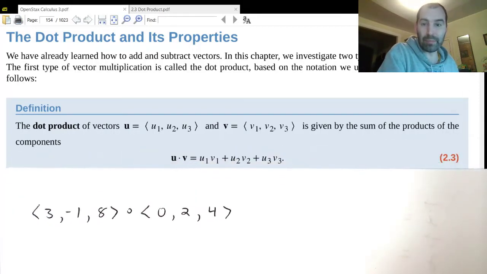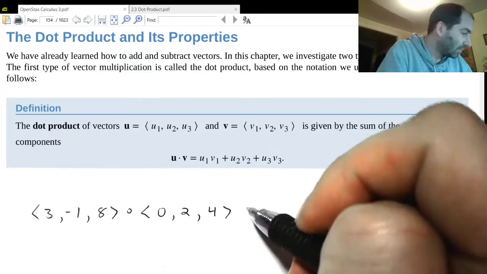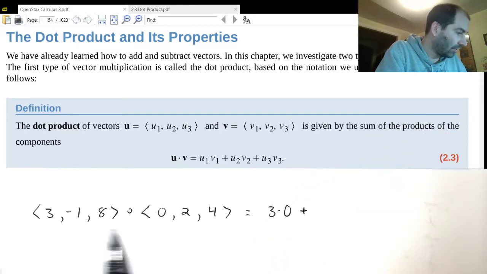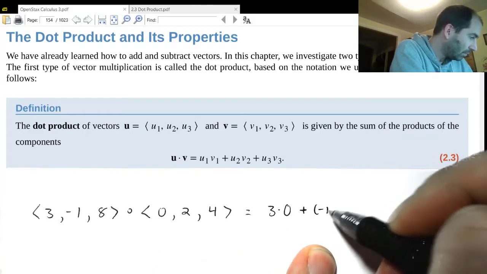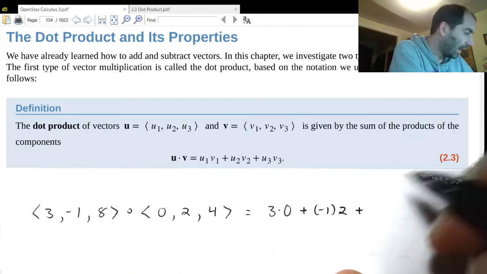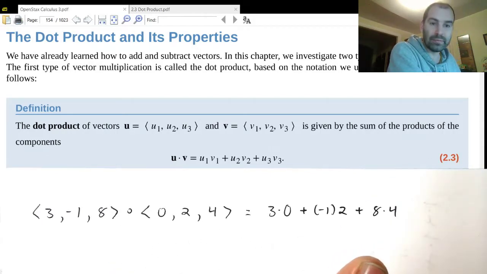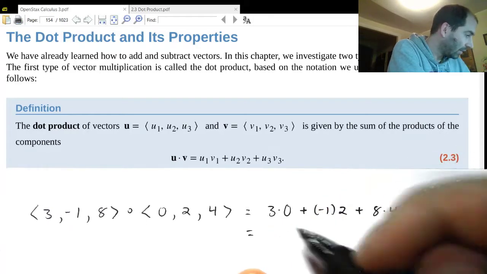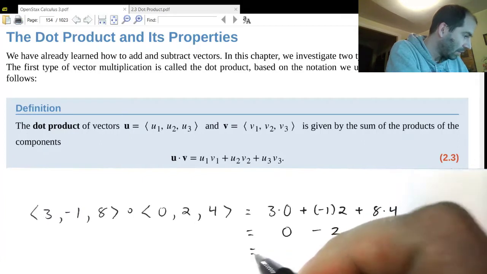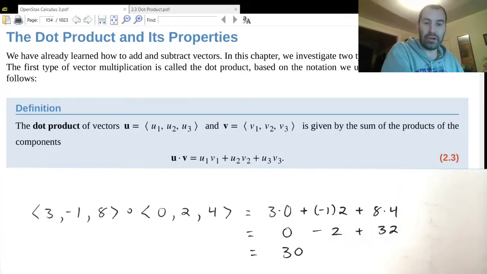All right, so I want to take the dot product of these two vectors here. Notice I just multiply the first two components together, so 3 times 0. And then I add to that the second two components, so -1 times 2. And then I add to that the last two components, 8 times 4. All right, so we simplify this, so I get 0 minus 2 plus 32, so the end result is 30. The dot product of these two vectors is 30.